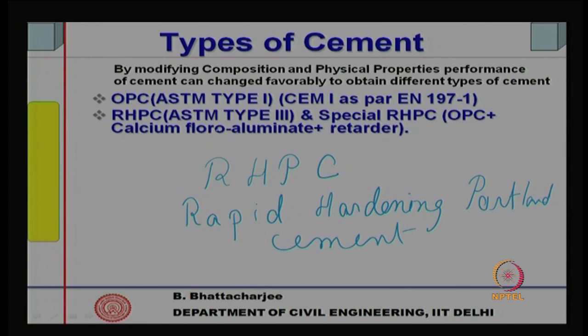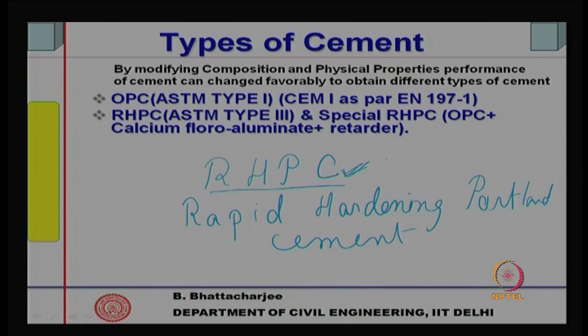Rapid hardening Portland cement is ASTM type 3. In the Indian code, of course, there is also RHPC. So, this cement hardens fast. You get possibly the 3 days strength in 1 day, the 7 days strength in 3 days, and the 28 days strength in nearly 7 days, and so forth. So, you get high early strength. We will look into how it is obtained. High early strength is the characteristic.